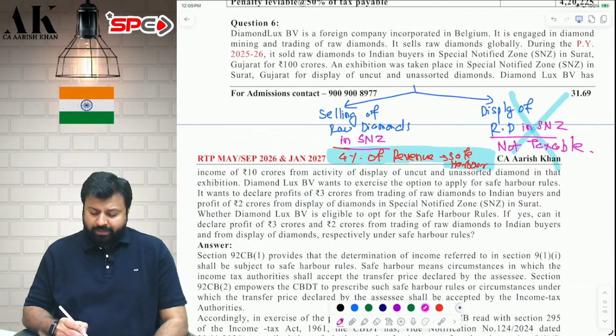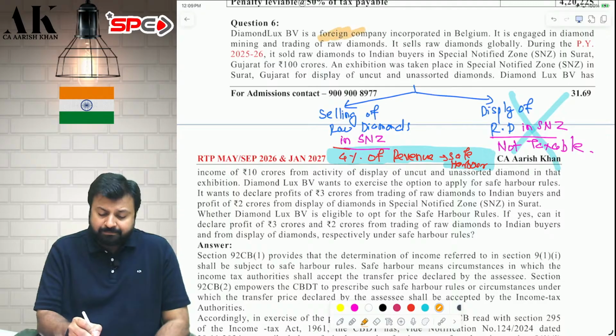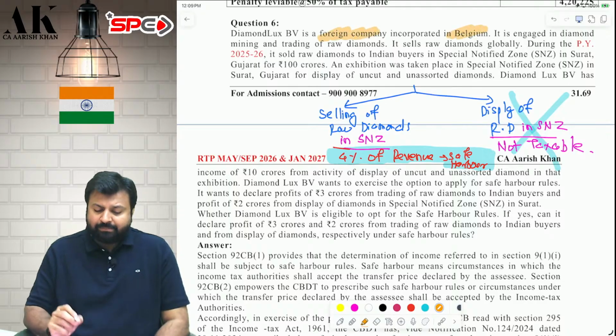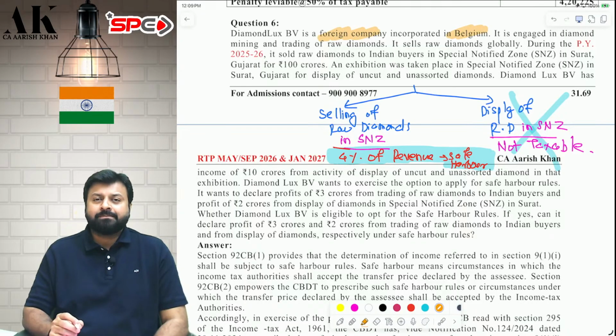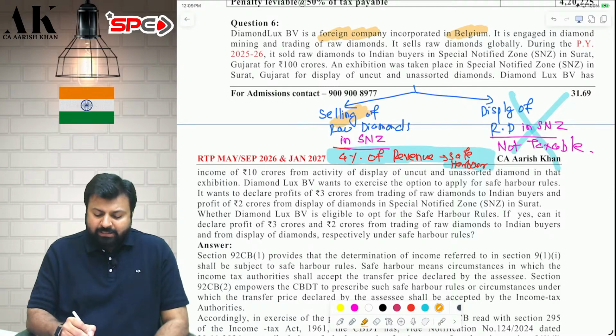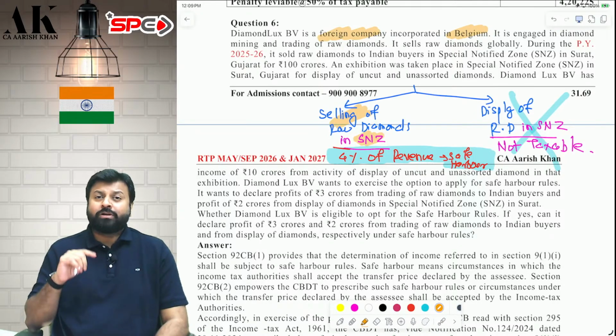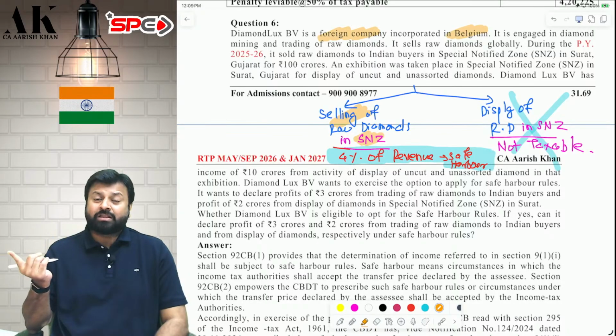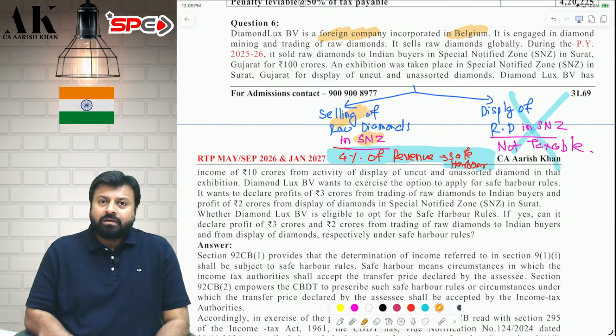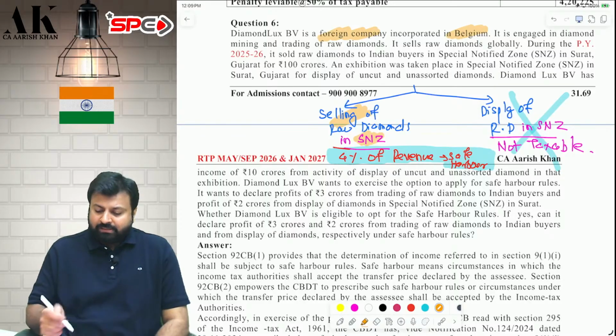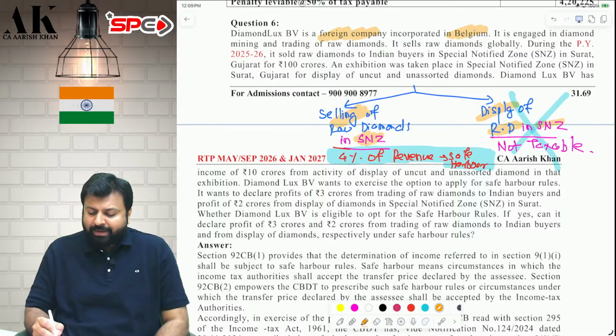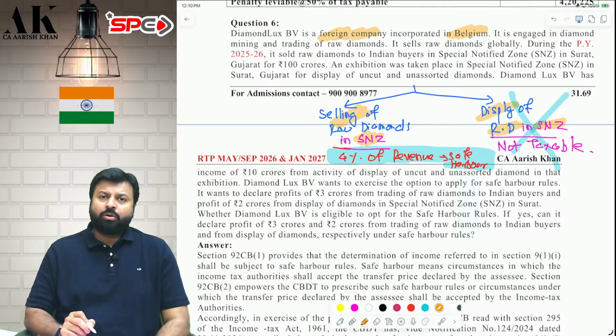Next question is also a very good question. There is a foreign company which is incorporated in Belgium. This foreign company is doing two things. First, it is selling raw diamonds in a special notified zone. Very special notified zone. It is in Mumbai, Bharat Diamond Bourse, and in Surat Diamond Bourse. So this foreign company is selling raw diamonds in Mumbai and also in Surat. This foreign company is also displaying raw diamonds in what? In special notified zone, that is Bharat Diamond Bourse, Mumbai and Surat.